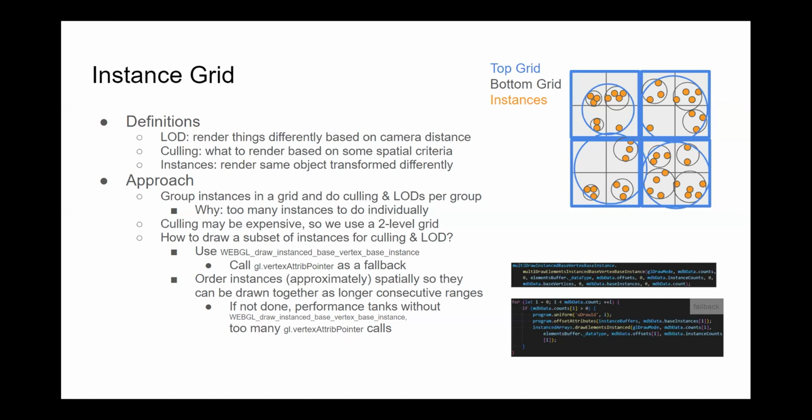And to draw the instances, we use the WebGL instanced arrays extension when available. If it's not available, we have to issue separate draw calls and call vertexAttribPointer, which can be somewhat expensive. But generally, in our use case, we can get about the same speed if we ensure that spatially close instances can be drawn together as just one range in a draw call. If we can't do that, it's much slower.